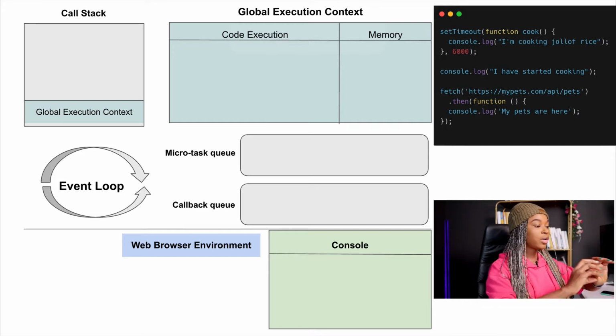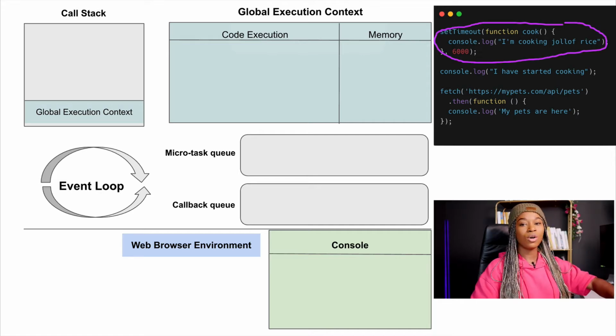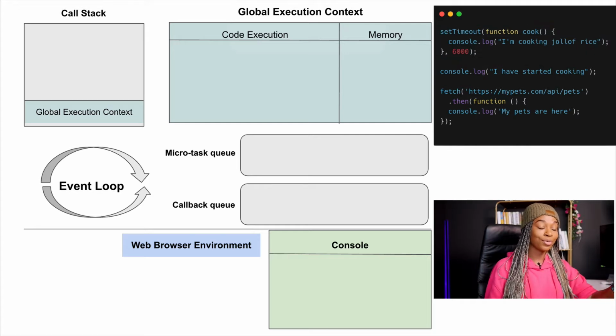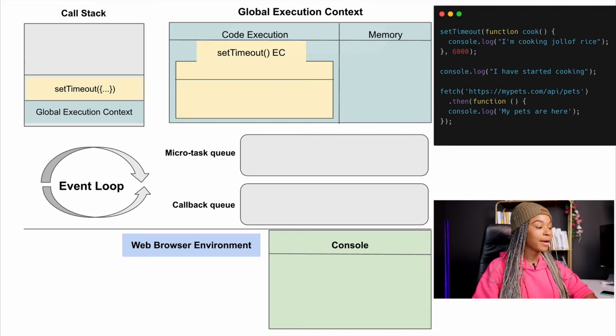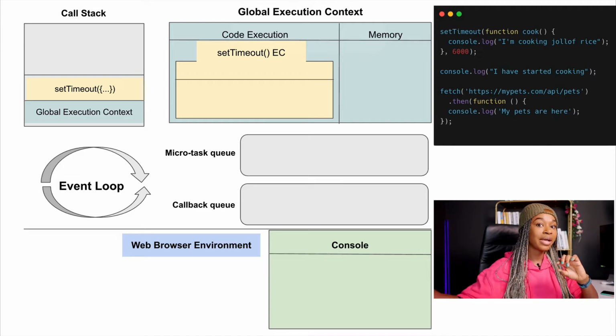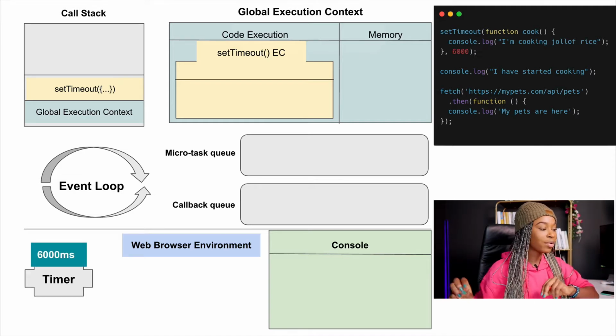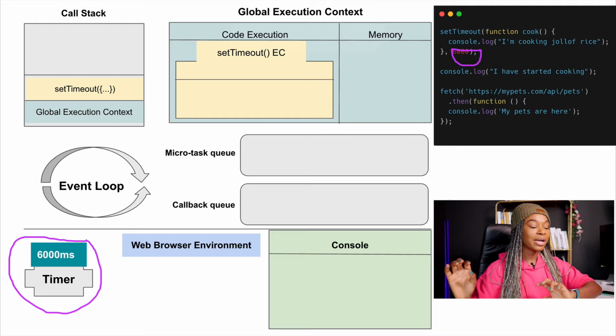Now, the first thing in our program here is this setTimeout function, this function right here. So we're calling the setTimeout function. A brand new execution context will get created for the setTimeout function and added to the top of the call stack, right? Now, the setTimeout function is a web API provided by the browser. So setTimeout here will trigger a call to the timer in the browser. Now it's going to start the timer with the time we specified here, which is 6,000 milliseconds, right?